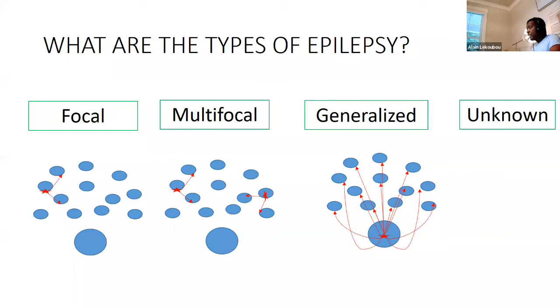The same analogy works for focal epilepsy. You have the orchestra, the musicians are playing, and then one musician plays a wrong note and that disrupts the orchestra. That's a focal seizure. When the conductor is the one causing trouble, it's called generalized epilepsy. And as I said, sometimes you don't know.